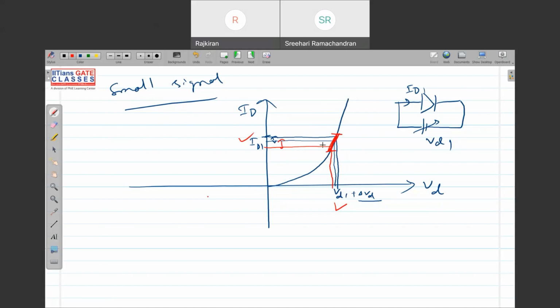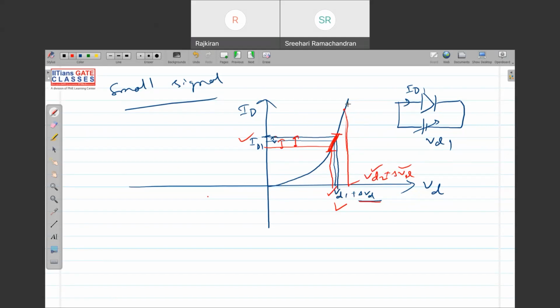And this small signal approximation will depend upon at what point you are. Suppose this point is VD2. Now you apply the same small del VD, and the change in current will not be the same. Suppose you are at VD1, you apply a small change del VD, and you note the change in current. It will be different when you are at VD2 and apply the same voltage. It will not be the same change. So it depends upon which point you are at.